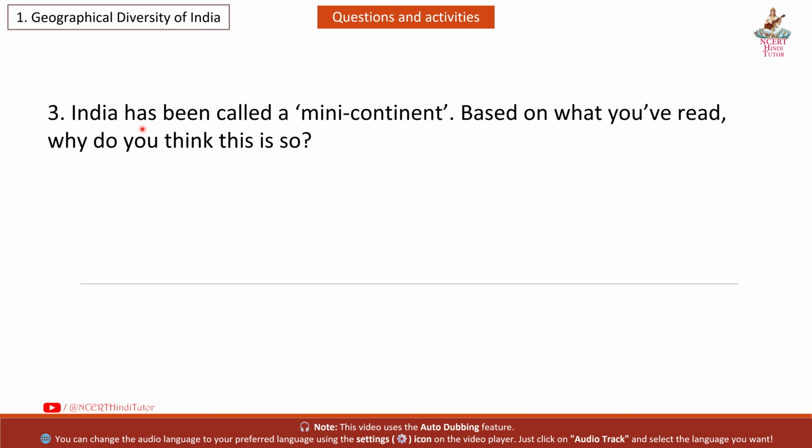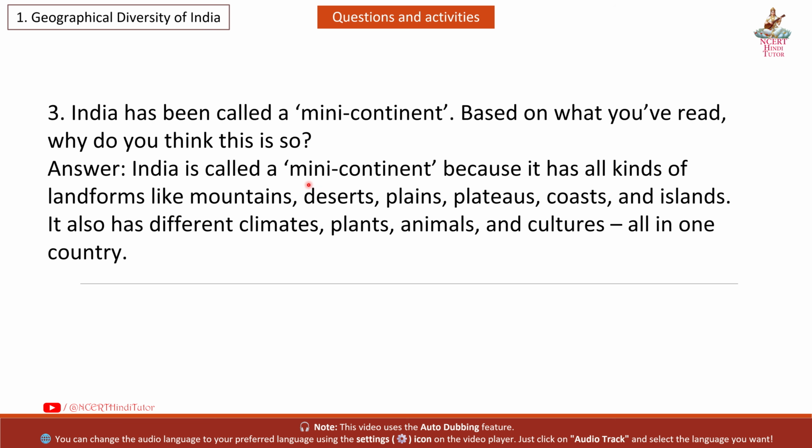Question 3. India has been called a mini continent. Based on what you have read, why do you think this is so? Answer: India is called a mini continent because it has all kinds of landforms like mountains, deserts, plains, plateaus, coasts, and islands. It also has different climates, plants, animals, and cultures all in one country.